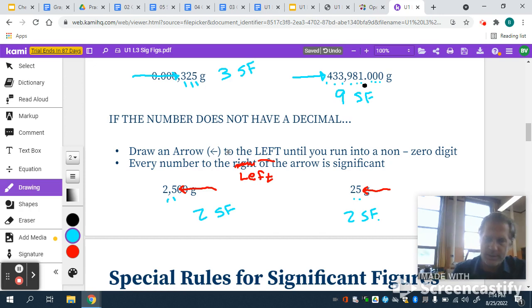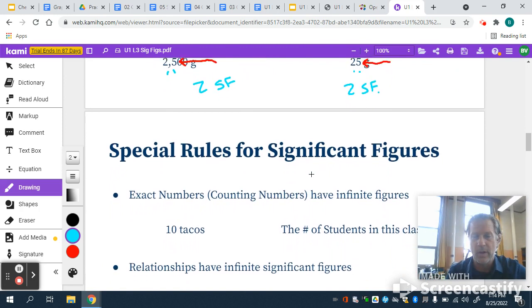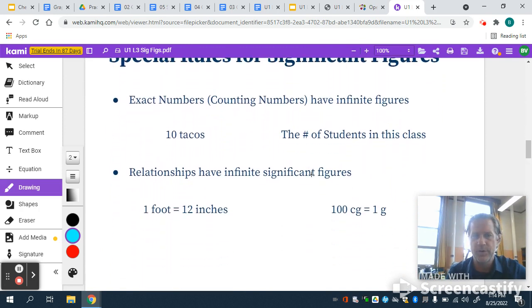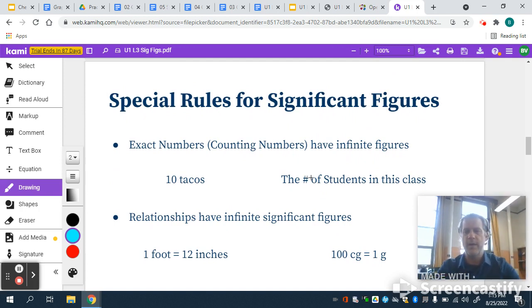Now, you're going to hear me say this often: in chemistry, there's exceptions to every rule. So there's two exceptions to these sig fig rules, and they're kind of simple to think about. One of the exceptions is that if you have an exact number or a counting number, that number is going to have infinite significant figures. So if I went to Taco Bell and I purchased 10 tacos for myself, this number here, the 10, even with a decimal point or without a decimal point, is going to have infinite sig figs.